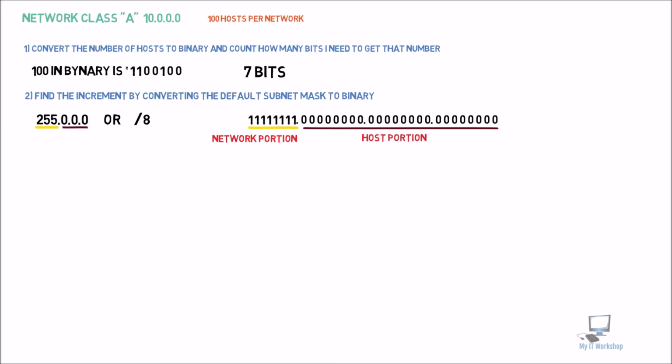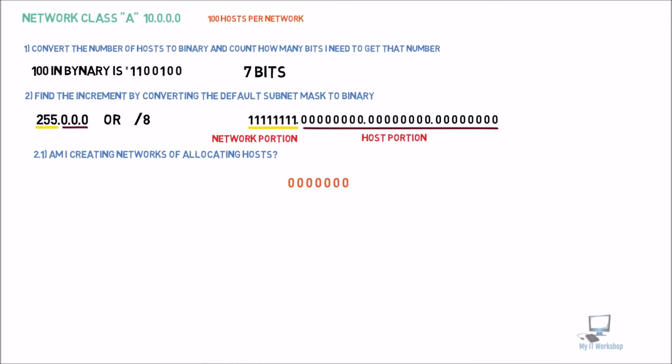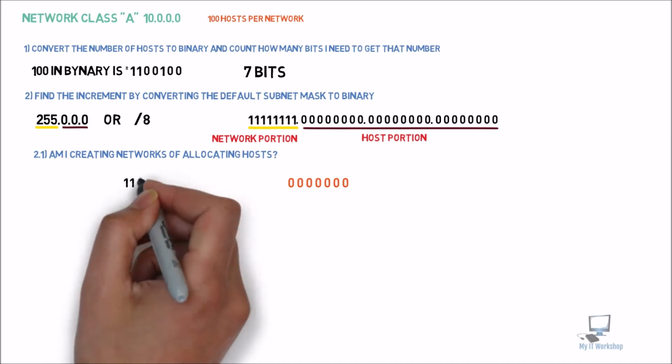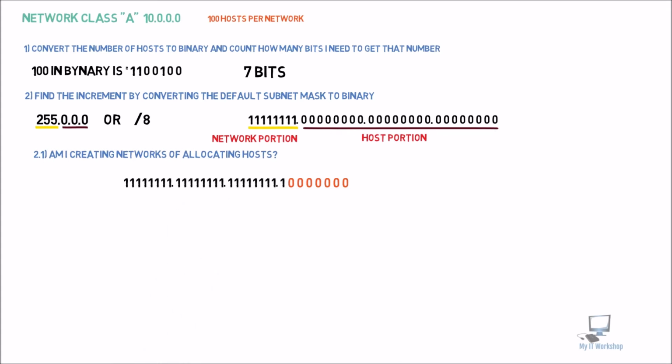Now, what's the next step? Am I creating networks or am I allocating hosts? Well, I am allocating hosts. So I'm going to reserve 7 bits starting from right to left, the way the software does it. But the rest are going to become ones. For this example, I only need to reserve 7 bits or 7 zeros. And as you can see, my increment happens to be again in the 4th octet. So my increment is 128.